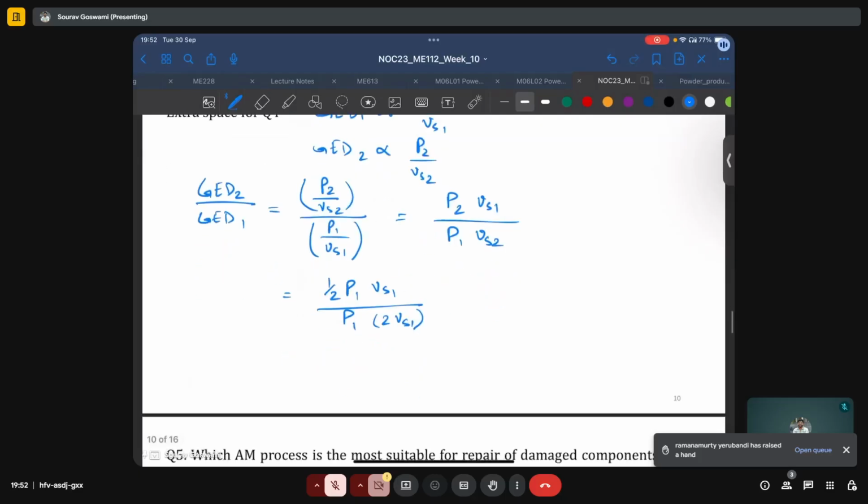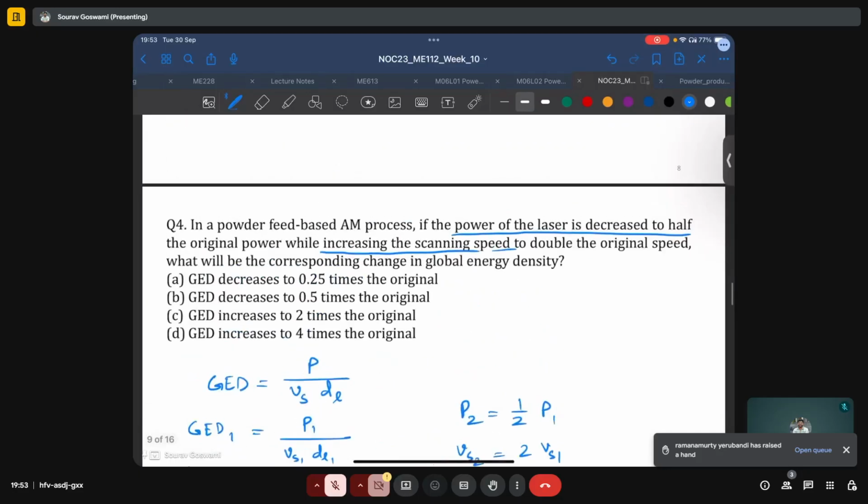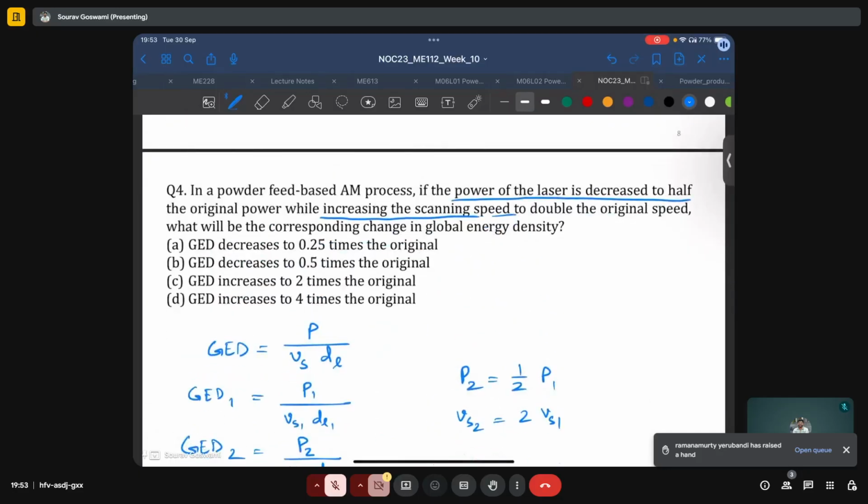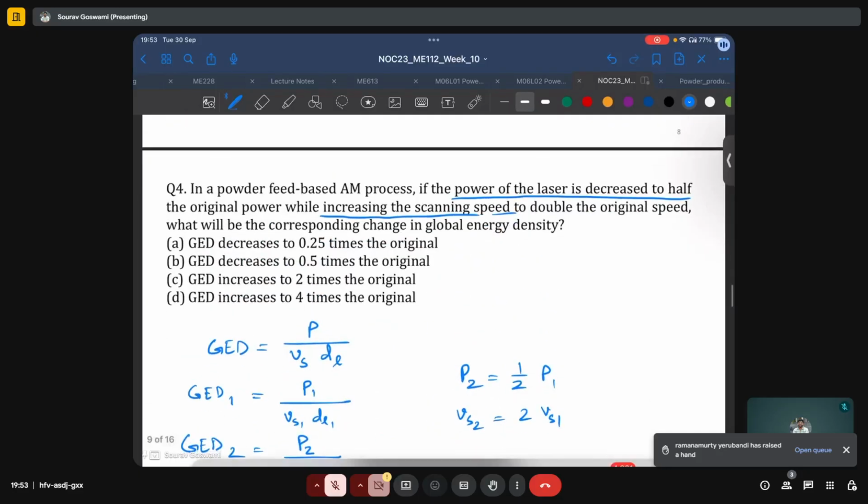And we can eliminate these parameters. So we have 1 by 4. Therefore, the global energy density now is equal to half of the global energy density originally available to us. And so the GED decreases to 0.25 times the original. Option A is the correct answer.